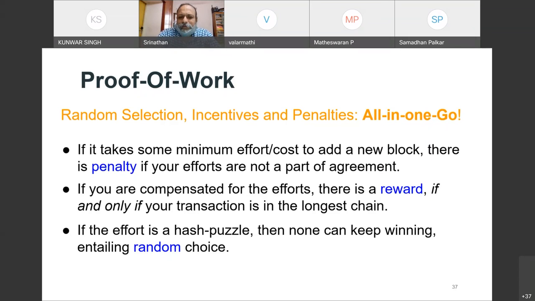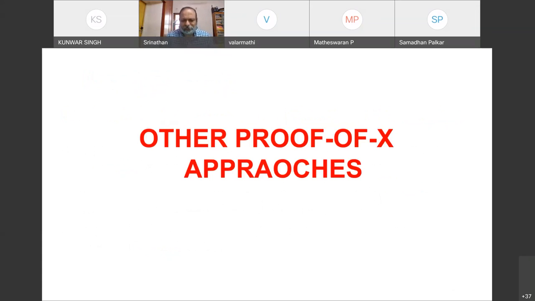So therefore, the person who has won this puzzle is giving us non-monopoly, is giving us the random selection. And put together, you have enough randomness in your selection, you have enough incentive to add to the longest chain, you have enough penalty for adding elsewhere. And when all these three meet, game theory says you can just agree on the longest chain, and that's about it. So this is proof of work.